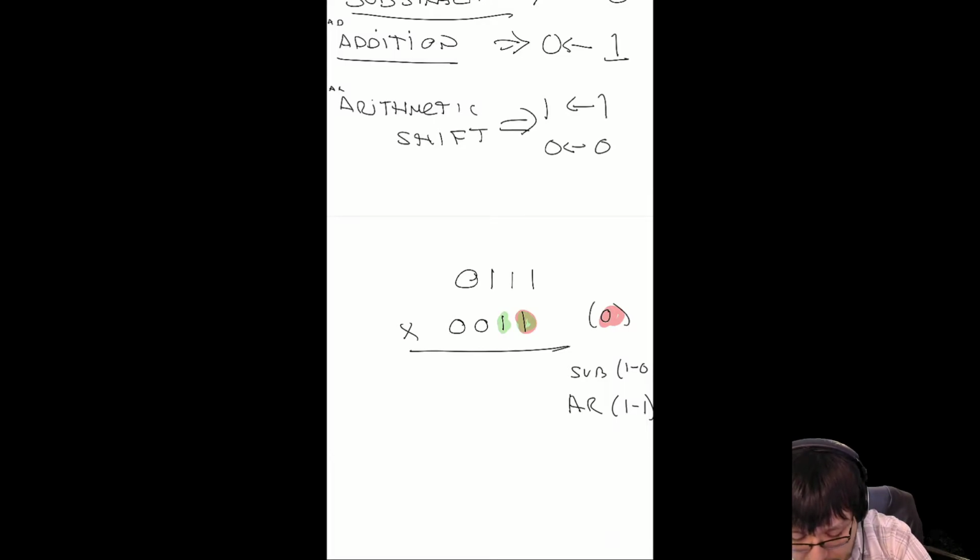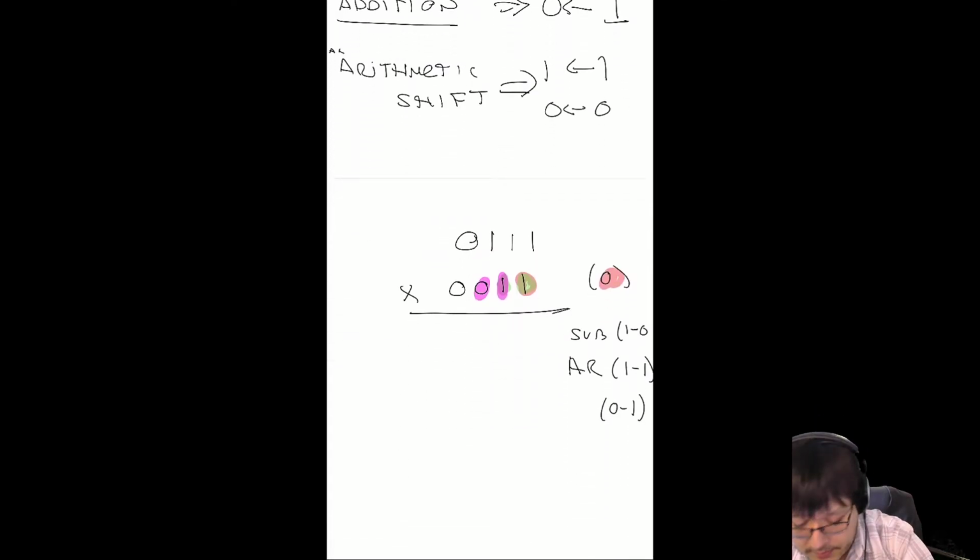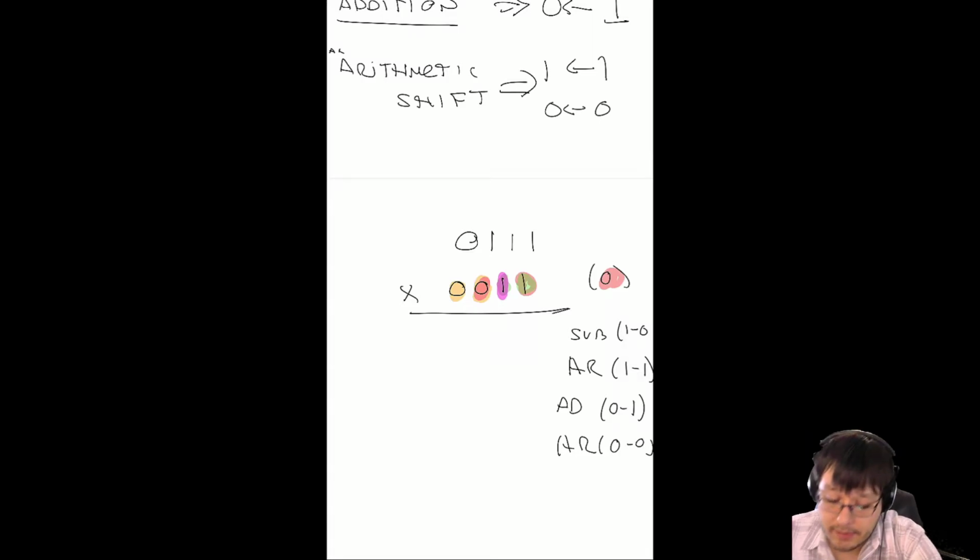From there, the next one we're going to see is going to go from 1 to 0. Okay? So that's the other case. So from 1 to 0. That is going to be an addition. Okay? And finally, we have from 0 to 0, which is just another arithmetic shift. So actually this example, the reason I picked it is because it has all 4 cases in it, basically. Okay? So, what do we do for each one?